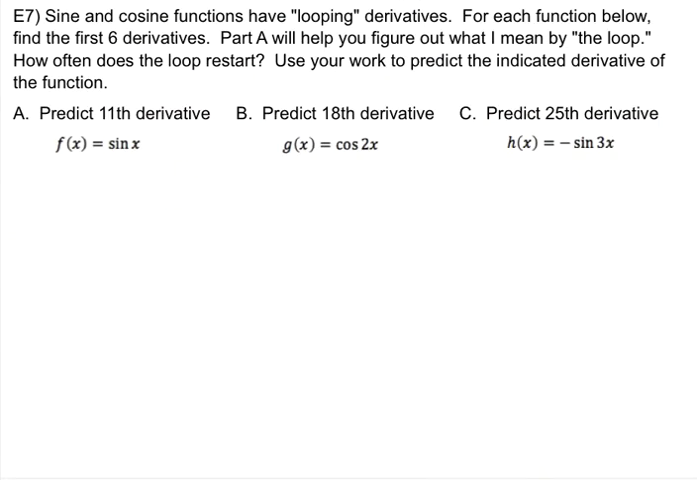Okay, so sine and cosine are looping functions. For each function below, we're going to find the first 6 derivatives. Part A is going to help you figure out what I mean by the loop, and then we're going to talk about how often the loop restarts, and then we're going to help predict other derivatives.